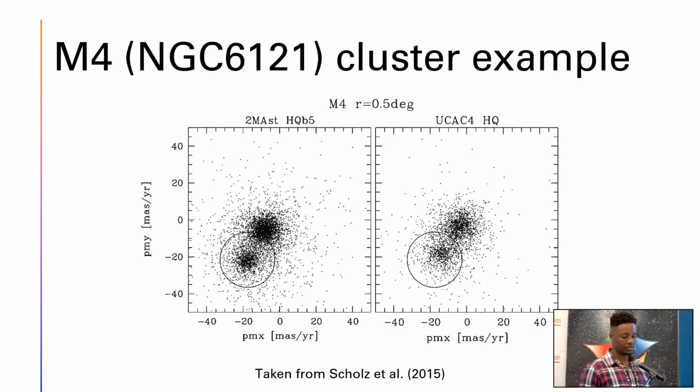This is an example, similar to what the previous speaker had shown. In the context of this particular cluster, which is a globular cluster, you see a really large proper motion dispersion relative to the background. These are just two different data sets.